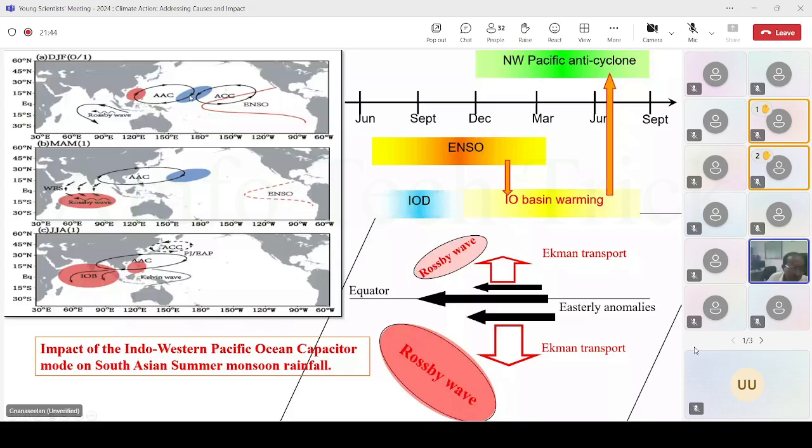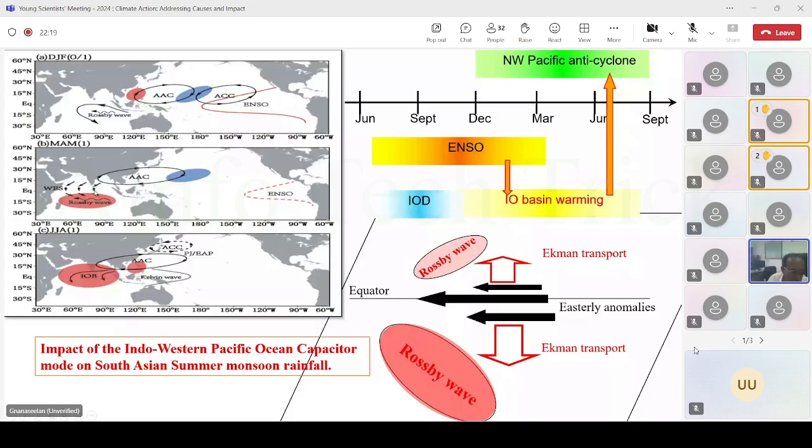And you can also see in the IOD time, we saw that there is an anticyclone, and this anticyclone can generate Rossby waves. And these Rossby waves will warm this Southern Ocean. And now with the warming, the Northwest Pacific anticyclone gets extended even to the Indian region and plays an important role in modulating the monsoon rainfall, because these patterns persist up to even monsoon time.